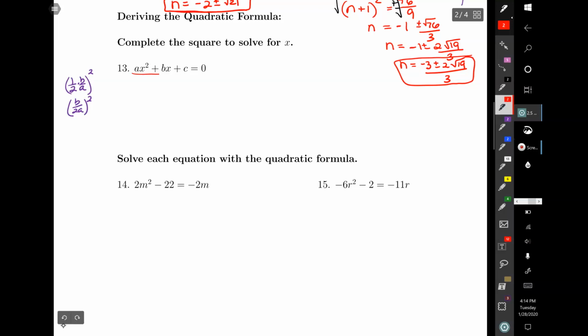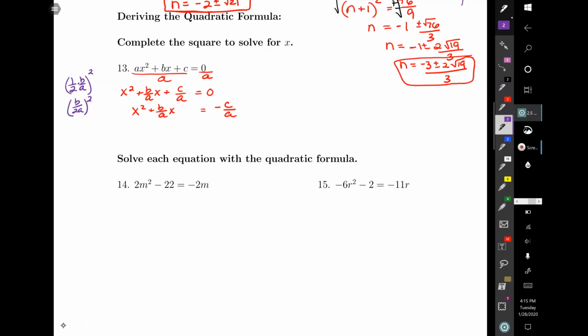First step is we're going to divide both sides by a, and that leaves us with x squared plus b over a times x plus c over a equals 0. Next step would be to leave the x squared plus b over a x on the left and subtract that c over a on both sides.